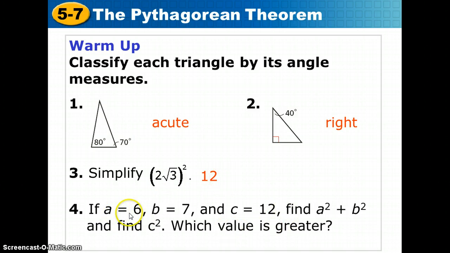And lastly, if a is 6 and b is 7 and c is 12, a squared plus b squared would be 85. C squared is 144. Which value is greater? C squared would be greater than a squared plus b squared. 144 is greater than 85.